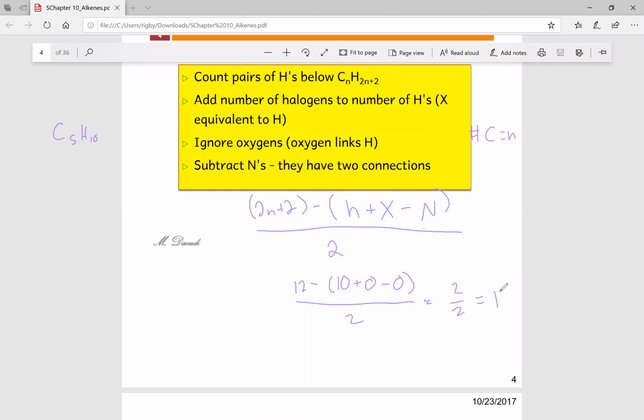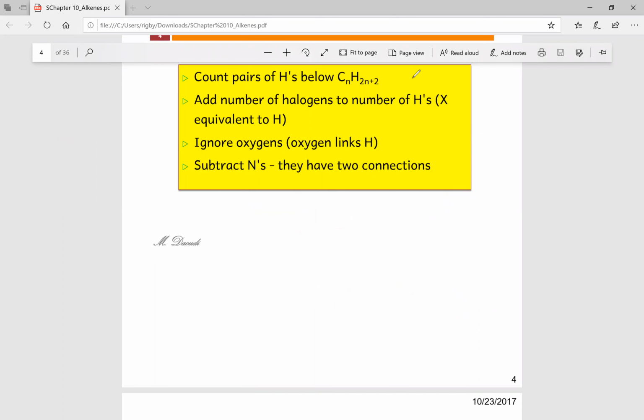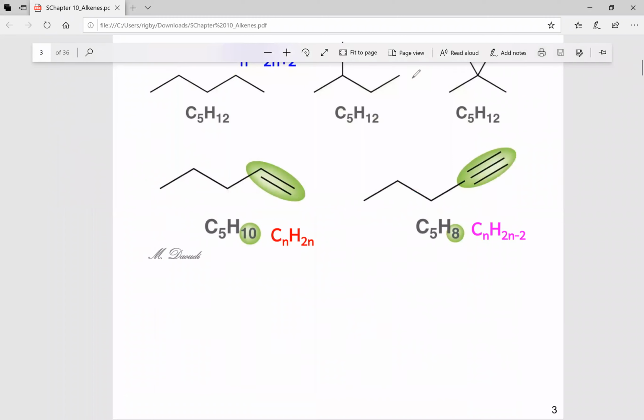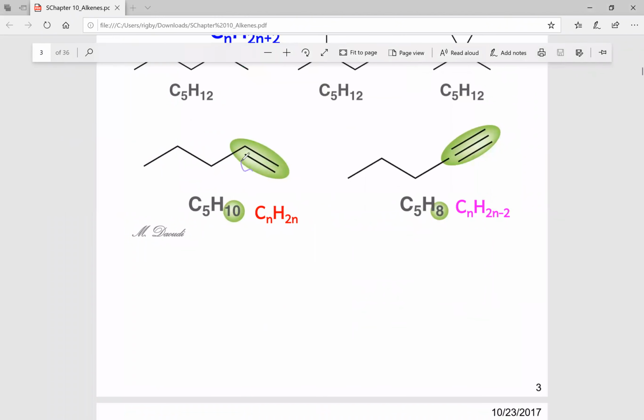Now, for every degree of unsaturation, we have either 1 pi bond or 1 ring. Okay? So if we scroll up really quickly, we can see in this first case that it has a pi bond right here. Another example of C5H10 would be a cyclopentane. Because if we look here, each one of these carbons has 2 hydrogens. So if we go 2, 4, 6, 8, 10, it only has 10 hydrogens, which shows that that ring represents 1 degree of unsaturation.